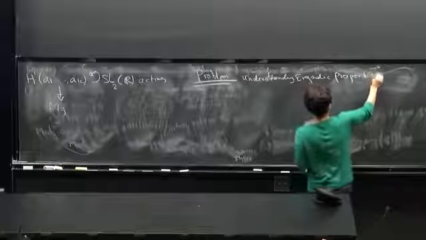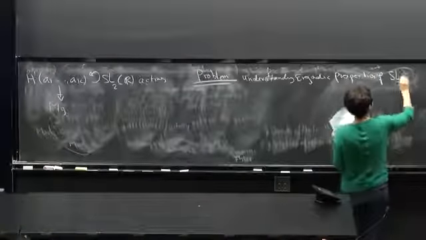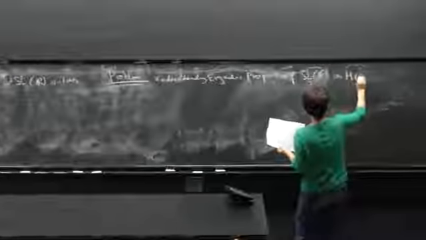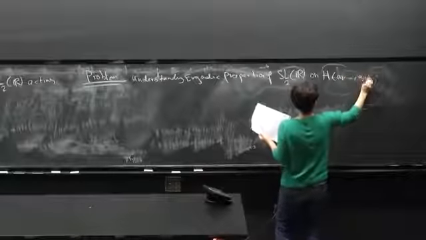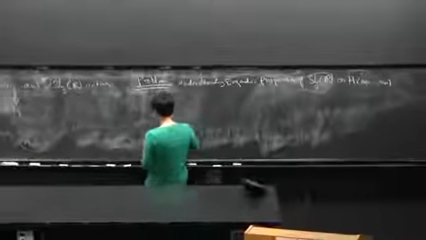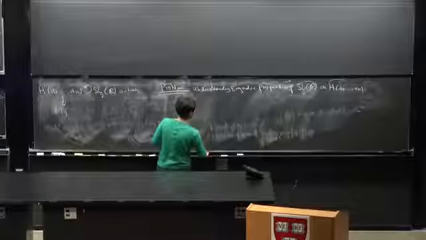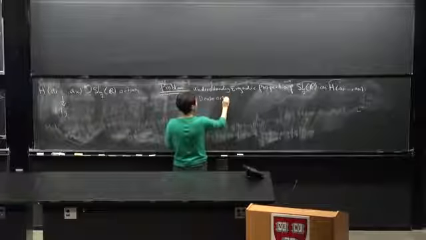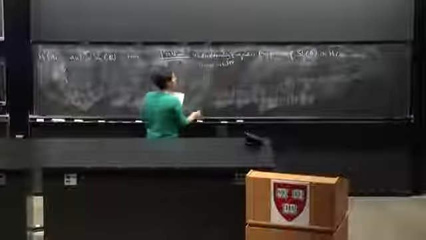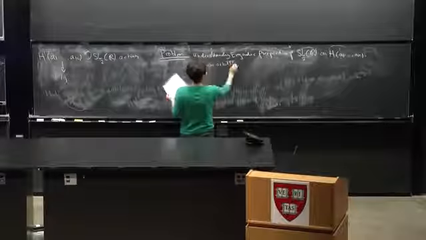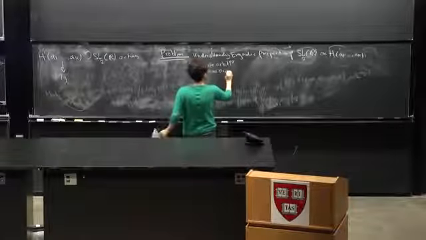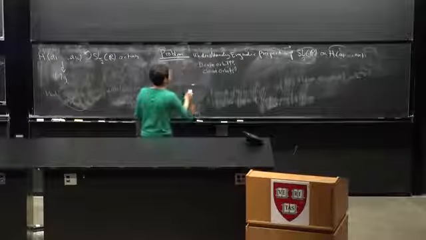properties of SL2R on, in general, H1 A1 to AK. So, for example, you can ask, are there dense orbits? What are the closed orbits? These are the types of questions that we ask.